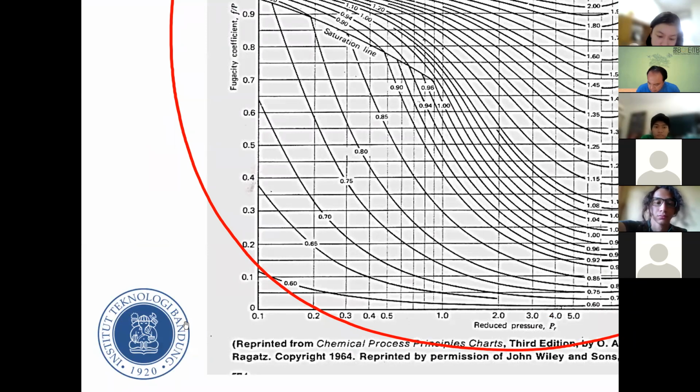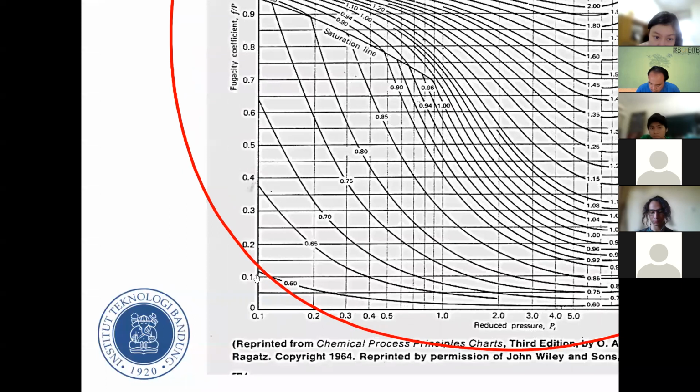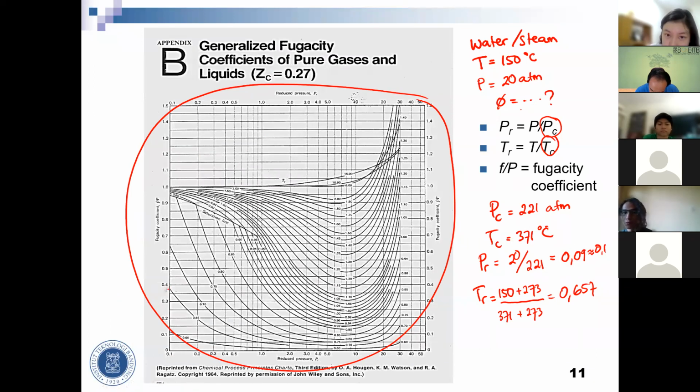Which one is the TR? TR is 0.657. This curvature is the line of TR. So 0.657 lies between these two lines, right? It will be near this line. The PR is 0.1. So we need to find the meeting point between this line and this line. It should be around here.